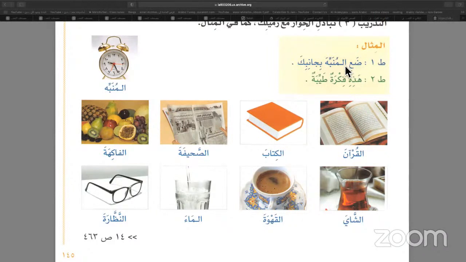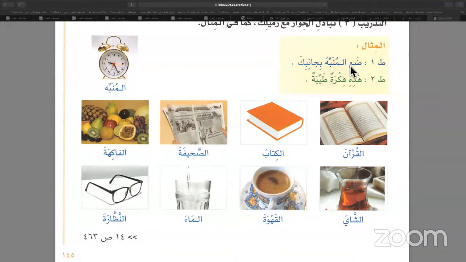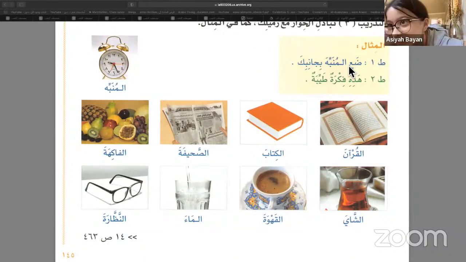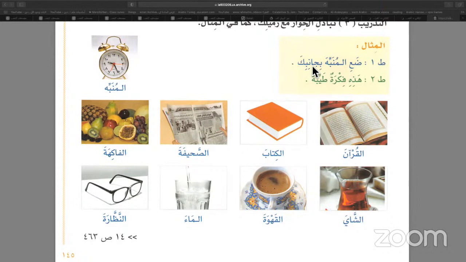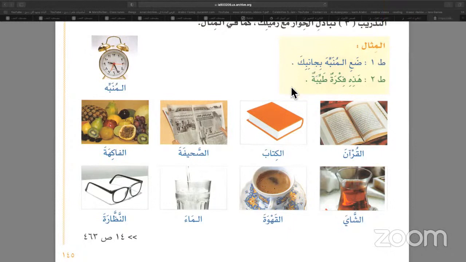Okay. So ضع المنبه. ضع means what we said? Put. I forgot. Okay. Very good. He had an idea about the Quran. MashaAllah. What a sentence. No. ضع means put. Put what? Oh, put the Quran. بجانبك means next to you. Oh, put the Quran next to you. That's a great idea. Yes, thank you for coming.